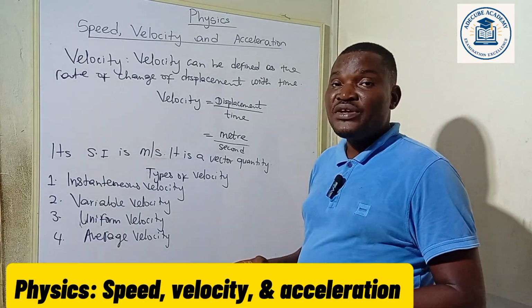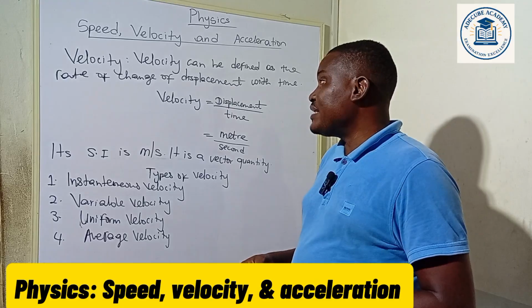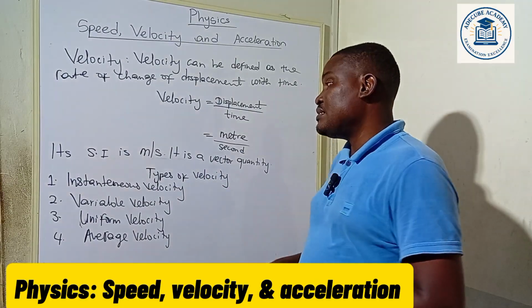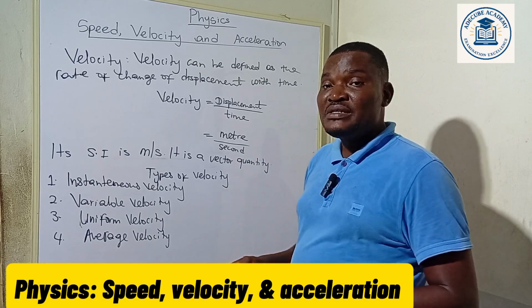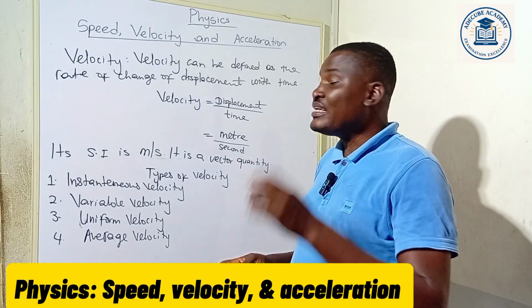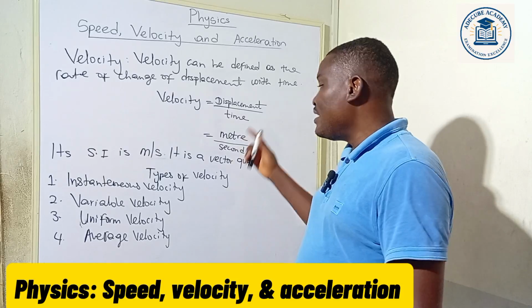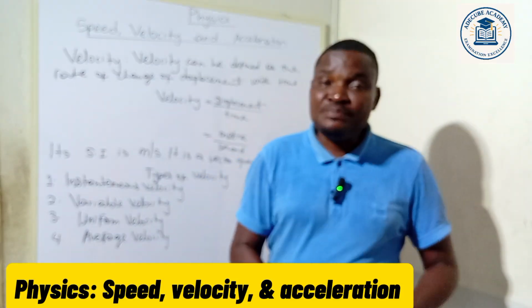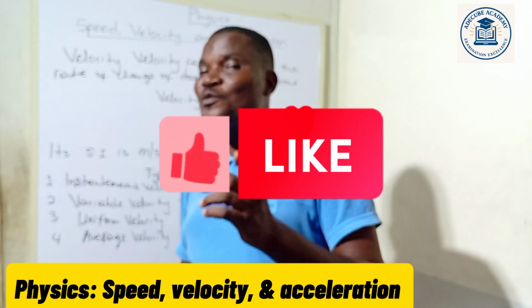That is the average velocity. Like I said, you can refer back to the explanation on types of speed. When you are looking at velocity, it almost means the same thing. The difference between them is that velocity is a vector quantity, while speed is a scalar quantity.